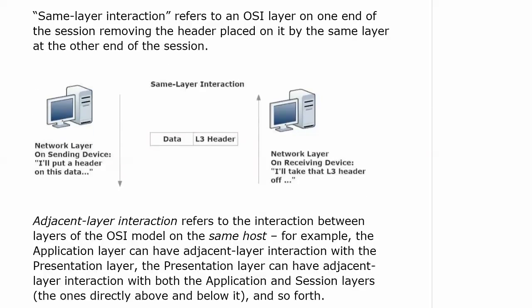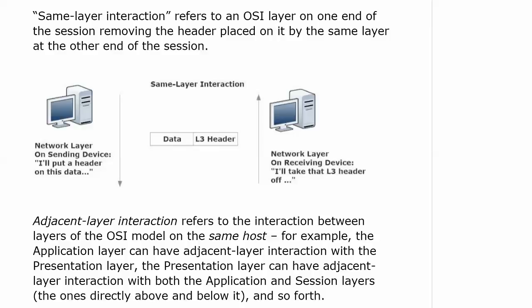Same layer interaction refers to an OSI layer on one end of the session removing the header placed on it by the same layer at the other end of the session. So when the network layer on the sending device puts a header on that data, and the receiving device takes that layer 3 header off, that's what we refer to as same layer interaction.